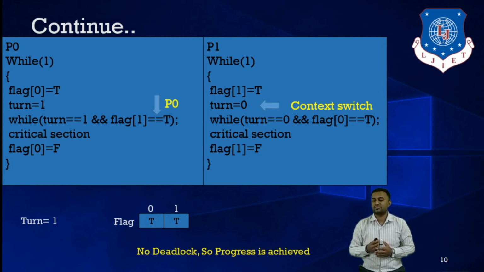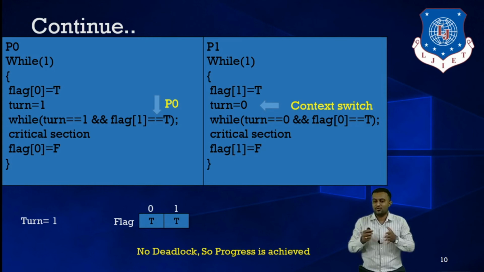Yes. So we need to check turn is equal to 0. Because we have set the turn variable to 1, right now this condition is false. And flag of 0 is equal to true, so that condition is true. So one is true and one is false, so definitely the outcome would be false. So we can come out from this loop and P1 can enter the critical section.